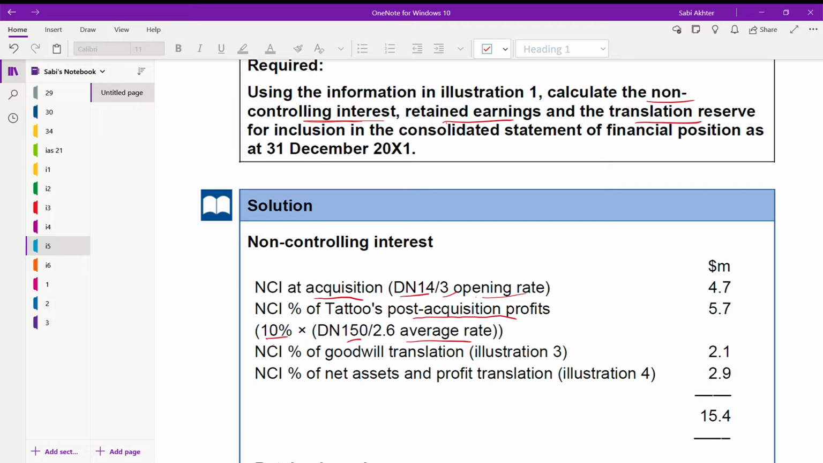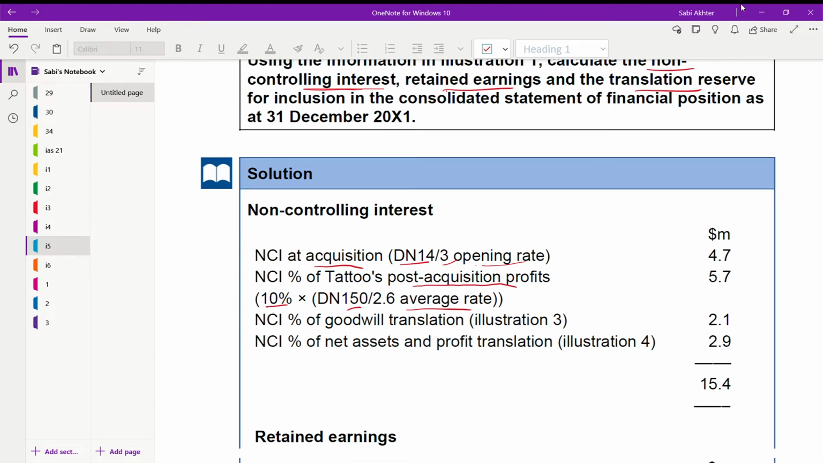But if you multiply and then divide also, there will be no issue. Okay, it's the same thing. Finally, you will be getting the answer in dollars. And now, remember, it's a fair value goodwill method. So you have to take the NCI percentage of goodwill translation as well as the net asset and profit translation, the foreign gain and loss. This time it's a gain. So goodwill, illustration 3 we have calculated, and net asset and profit also was calculated. Now you only have to take the 10% of it. That's it.